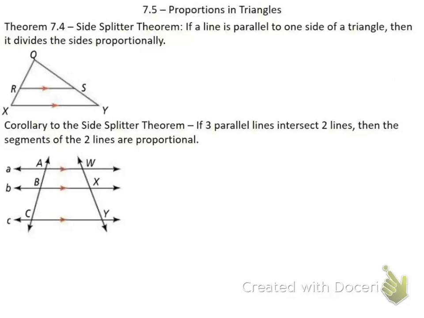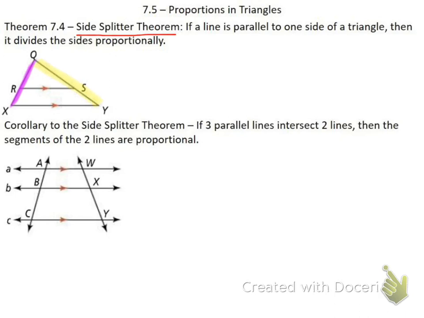Okay, so today we're going to be doing a couple more with proportions and triangles. The first theorem that we have is called the side splitter theorem, which is basically just talking about when I have parallel lines in a triangle, it's going to cut the sides proportionally. And so I know that these sides will be proportional to these sides.